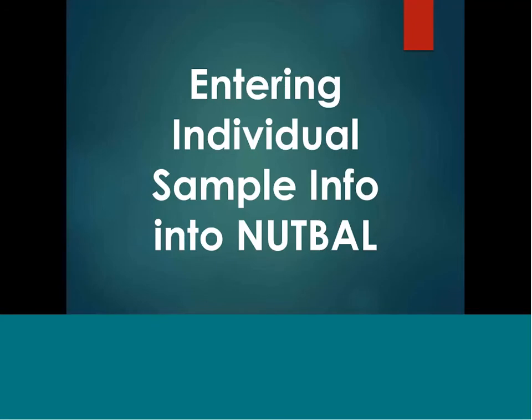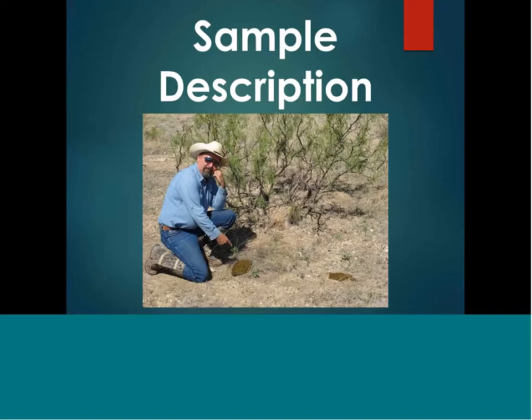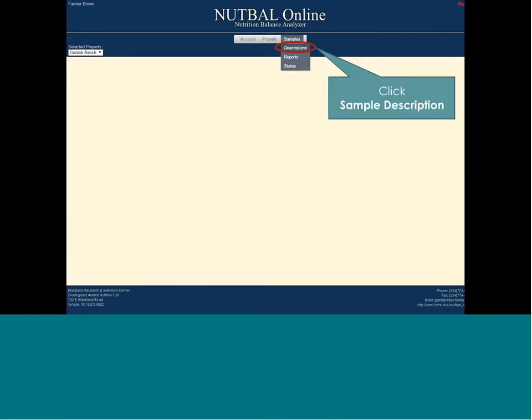Okay, the next thing we're going to be going over is entering individual sample info into NUTBAL. The first thing we'll be going over is the sample description page. At the top we have the three tabs, and we're now working from the samples tab, which is located at the far right. The first drop down below that is descriptions. So you'll click on the sample descriptions there.